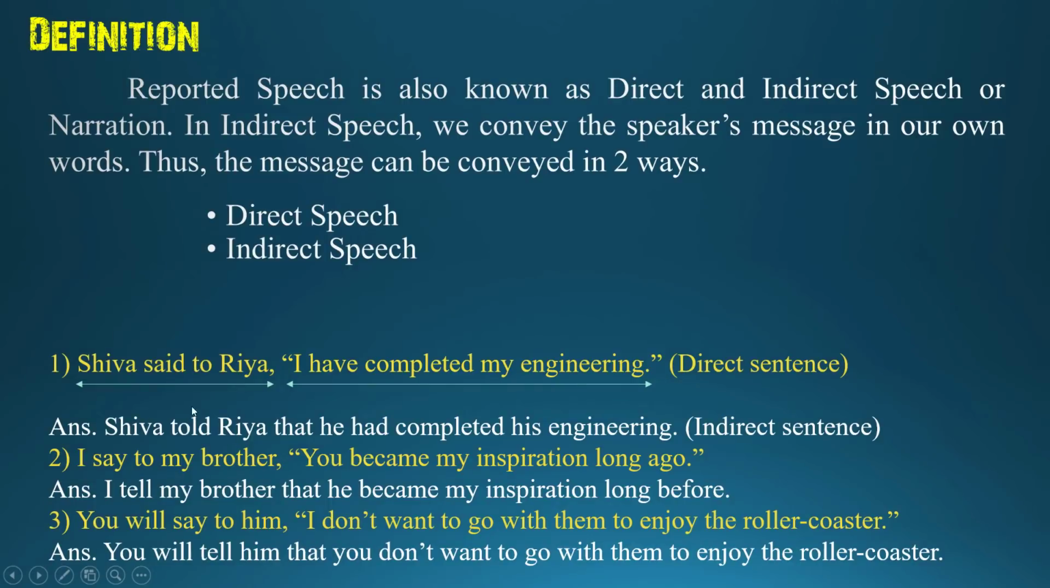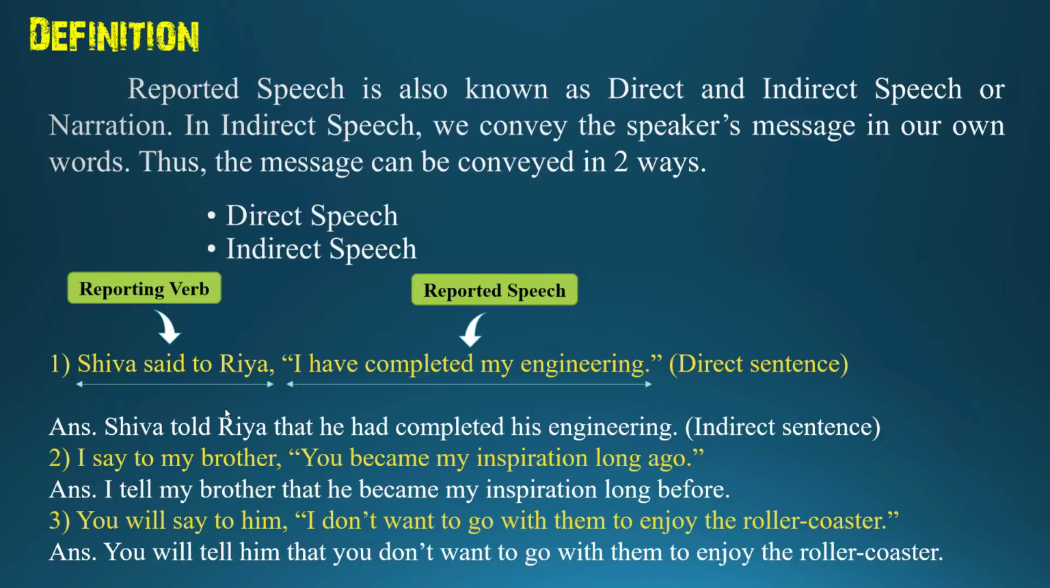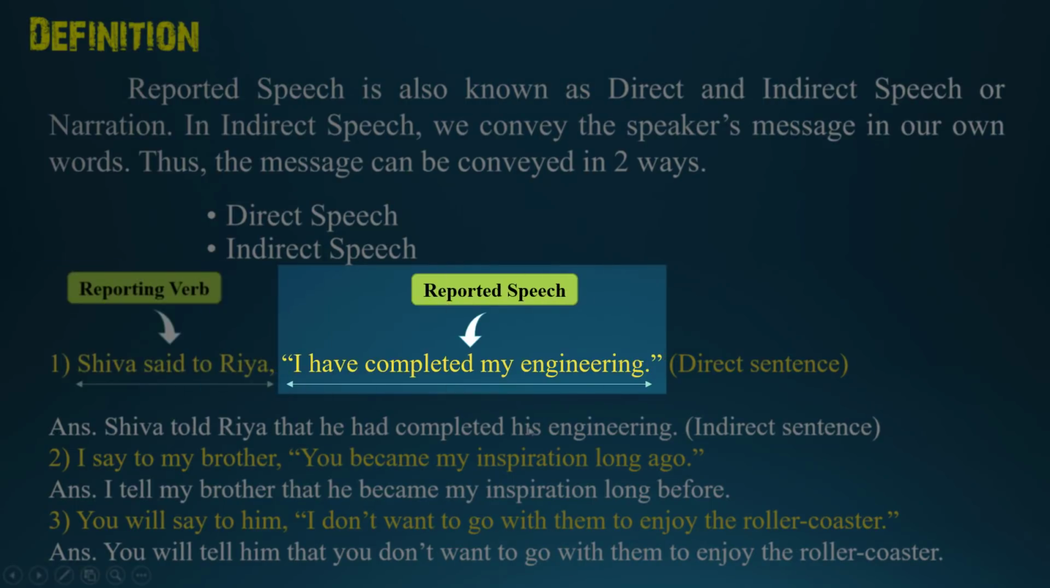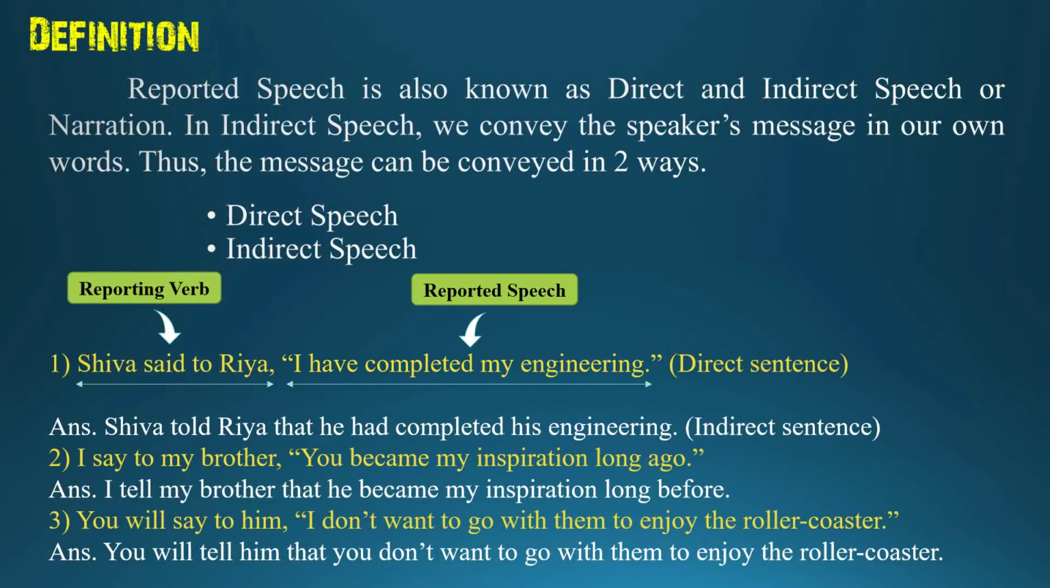So the first sentence is called reporting verb. And the second sentence, which is in inverted commas, is reported speech. Now, reporting verb is also known as outside part, and reported speech is also known as inside part. Why is this part called inside part? It is just because this part is in inverted commas, as you can see here.